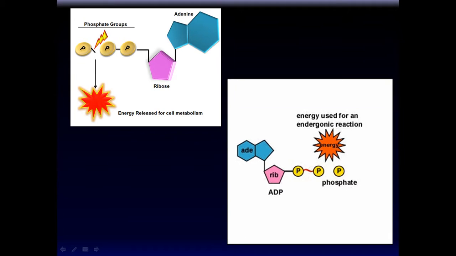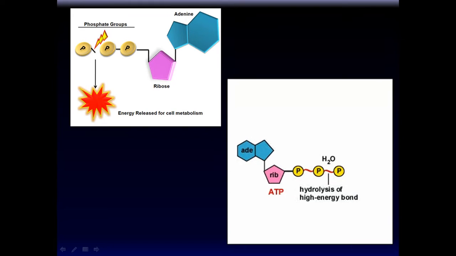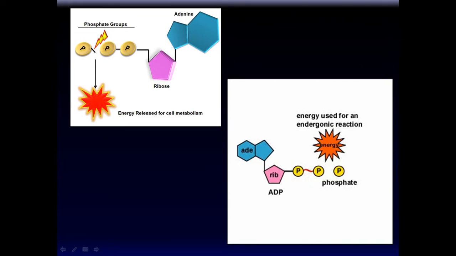And when ATP is being used, it breaks this bond and uses its energy to do whatever it wants to do, using water. It breaks the bond using water, and therefore it's called hydrolysis of that bond. So that's where the energy is used in ATP and in the similar.